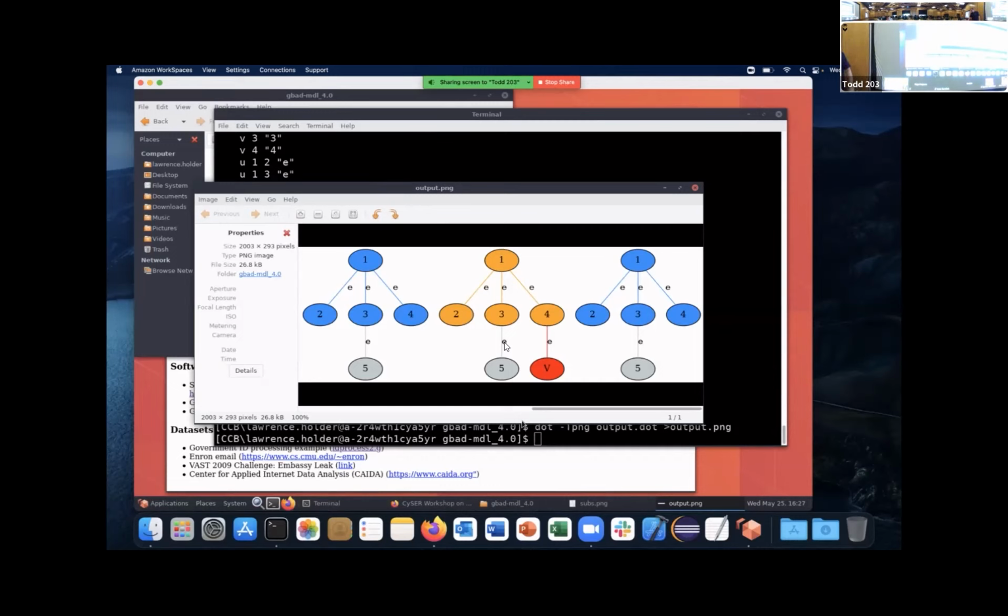And it does it in really nice colors. Okay, so back to the slides.